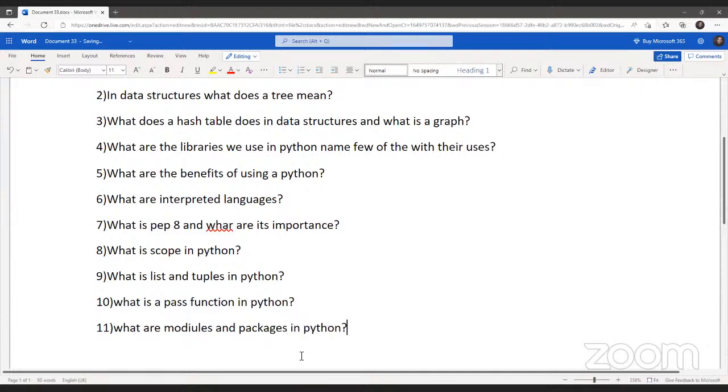what are modules and packages in Python? If anyone knows the answer, ping me in the chat box and we'll discuss the answer.